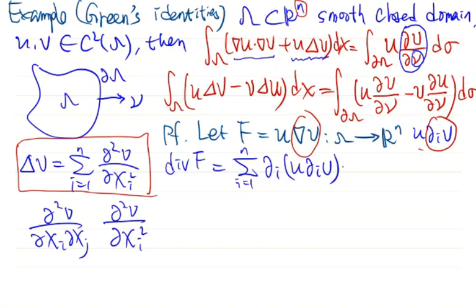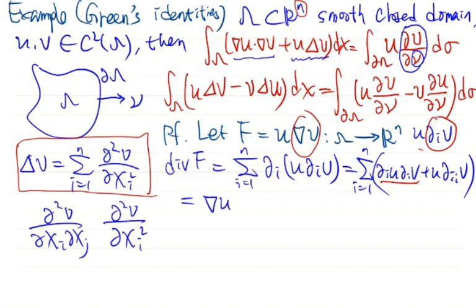Then this is d_i U d_i V plus U d_i d_i V, right? By the product rule of derivatives. Then summing up, d_i U d_i V is exactly the inner product of the gradient of U and the gradient of V. So this is the gradient of U, gradient of V, plus the second term. In the second term, you can move the U outside the summation because U has nothing to do with the summation index i.